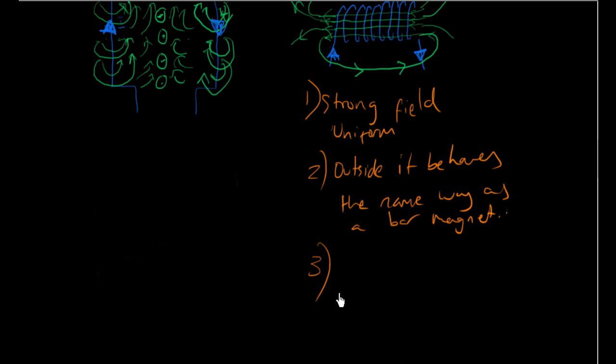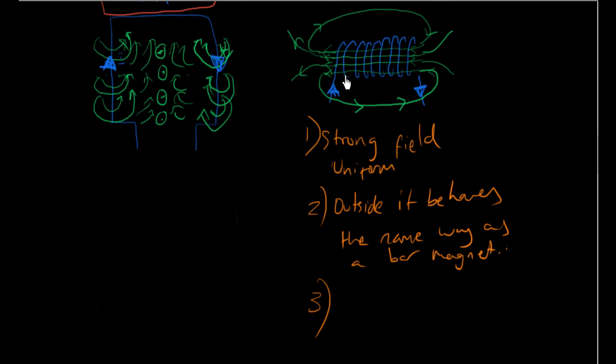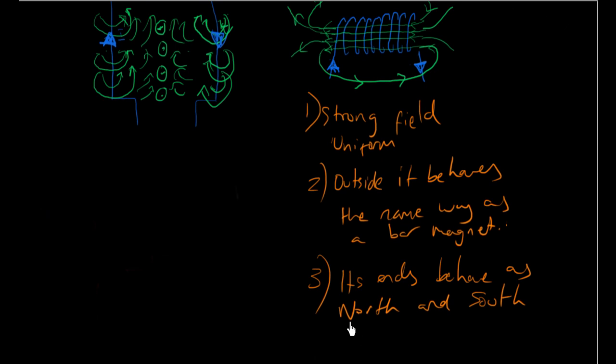The third thing to know is that if it behaves the same as a bar magnet, then you can imagine that one of the sides is going to be a north and one of the sides is going to be a south pole. So it has its ends behave as north and south poles, and I'll tell you how to identify which one is which in a second.